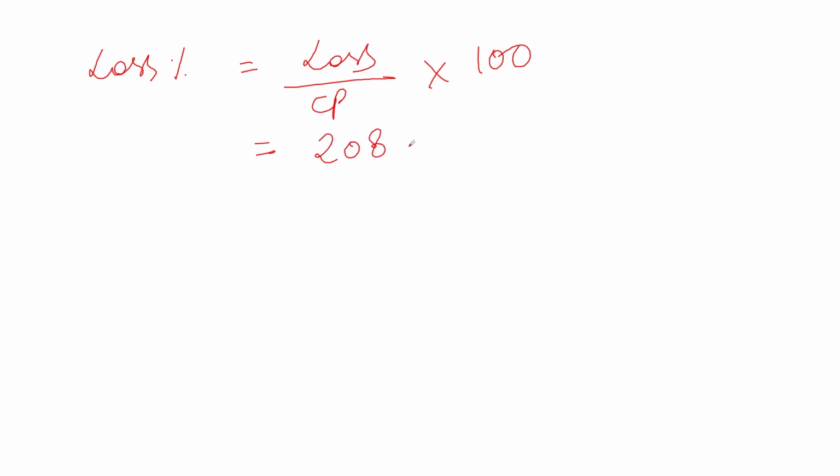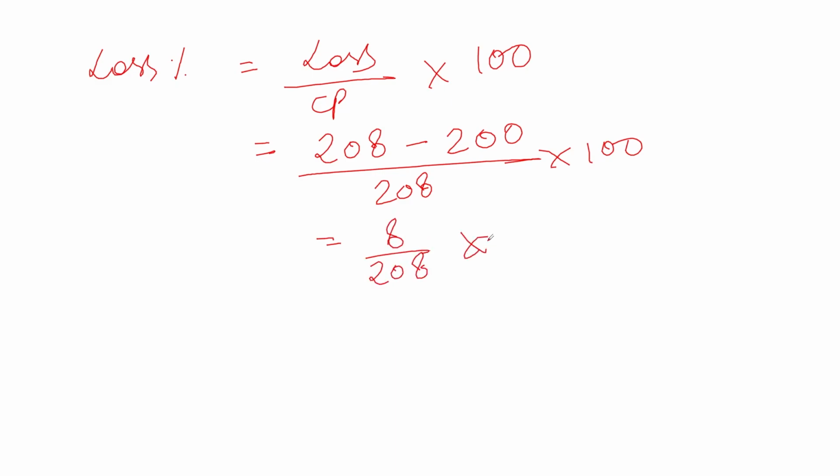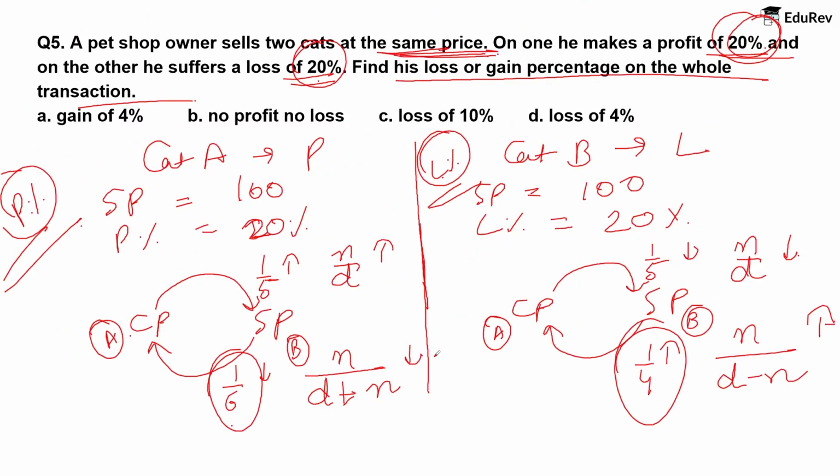Let's take 208.33 as 208 only, minus 200 upon 208 into 100. So this becomes 8 divided by 208 into 100. So when you use this particular value, you get 3.84%. So basically, this is a loss of 3.84%. So the nearest answer is loss of 4%.